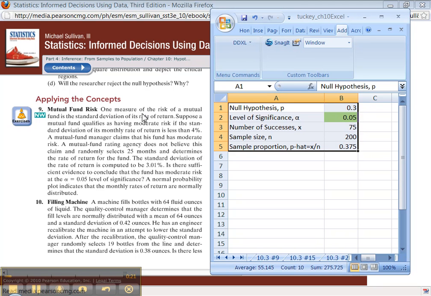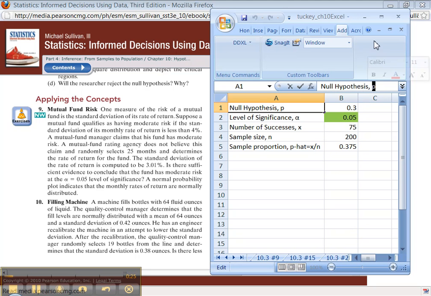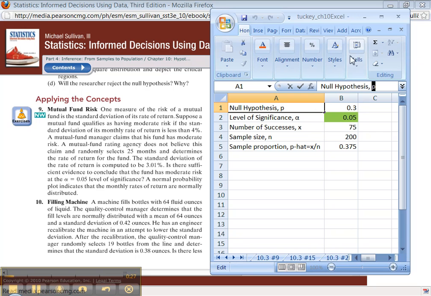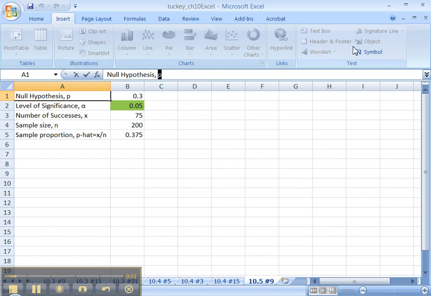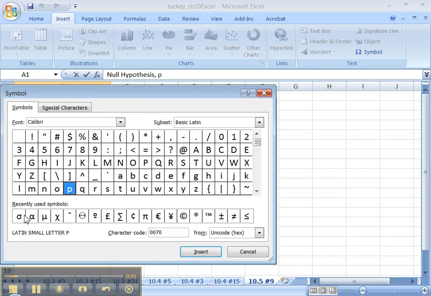You can pause it while you read. But essentially what it wants is the null hypothesis is not P, not mu, but sigma. Hold on, insert. Make it bigger. There we go. Sigma. There he is.